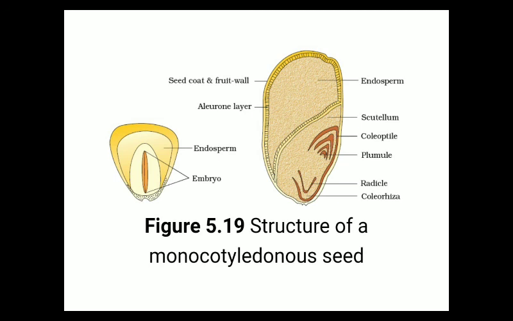Now the question will come, what is scutellum? What will be our answer? The shield shaped cotyledon of monocot seed is known as scutellum. Now the next question will be, what is coleoptile? Coleoptile is a sheath-like structure which encloses the plumule part of embryo. The next question is, what is coleorhiza? Coleorhiza is a sheath-like structure which encloses the radicle part of embryo. In this diagram you can see that this structure is the embryo, and this shield shaped cotyledon is known as scutellum.